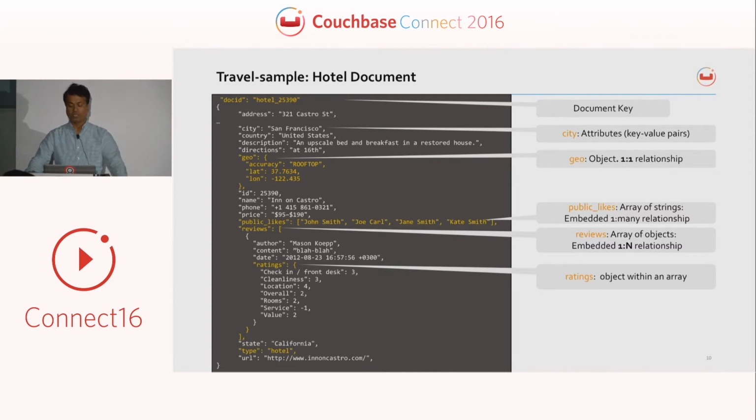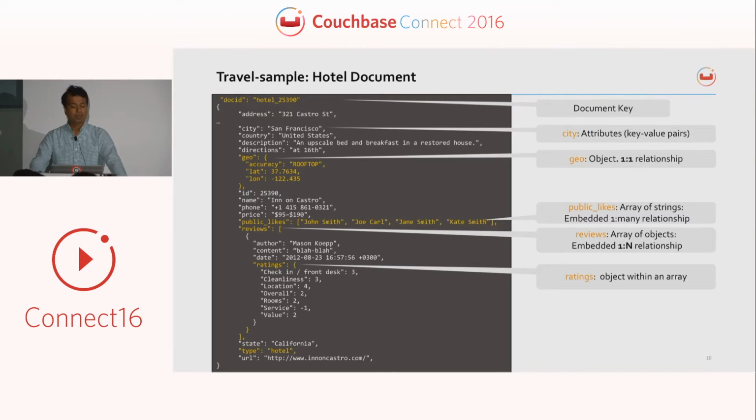It's a one-to-one relationship. The public likes, however, is a one-to-many relationship. So there could be multiple people who have liked this hotel. So you model this as an array attribute containing multiple scalar values, right? We are just storing the names of the people who have liked it. So those are all simple scalar values.